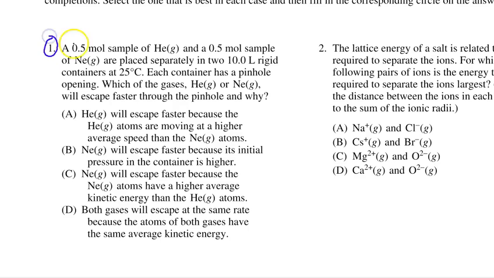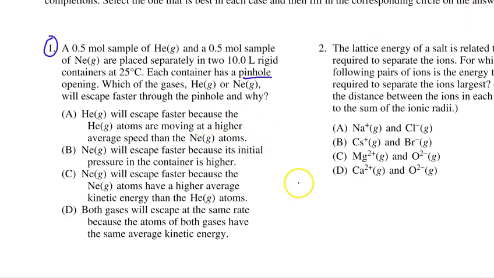Starting with number one, I have a 0.5 mole sample of helium and a 0.5 mole sample of neon placed separately in two 10-liter rigid containers. They love to put gases in containers. Any case, there's a pinhole in this container, and they want to know which gas, helium or neon, will escape faster through the pinhole and why. So this is a classic rate of diffusion or rate of effusion type of question.